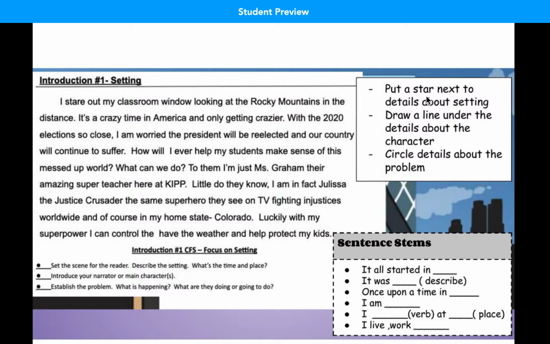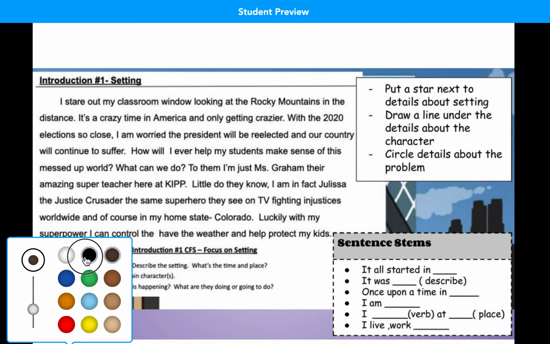As I'm reading this, here are my thinking jobs. My job is to put a star next to details about setting, draw a line under the details about the character, and circle details about the problem. Introduction number 1, setting.